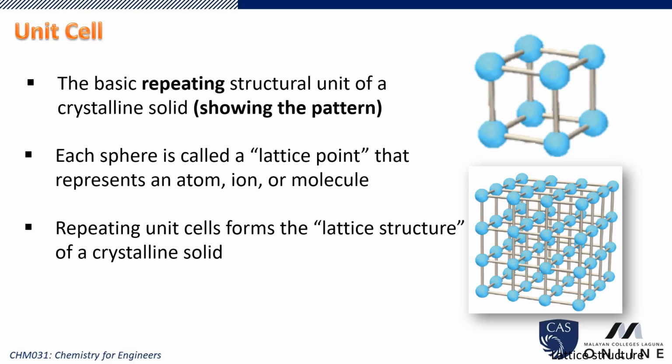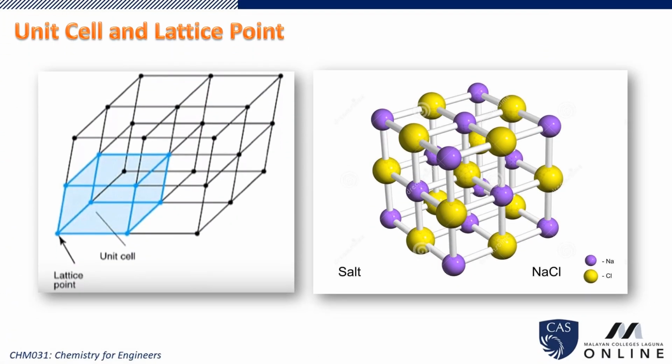The unit cell is the basic repeating structural unit of a crystalline solid, and each sphere is called a lattice point. These lattice points represent an atom, ion, or molecule in the lattice system. Repeating unit cells form the lattice structure of your crystalline solid. The unit cell is defined by the edge lengths and the angles between edges. These parameters determine the type of the crystal system.